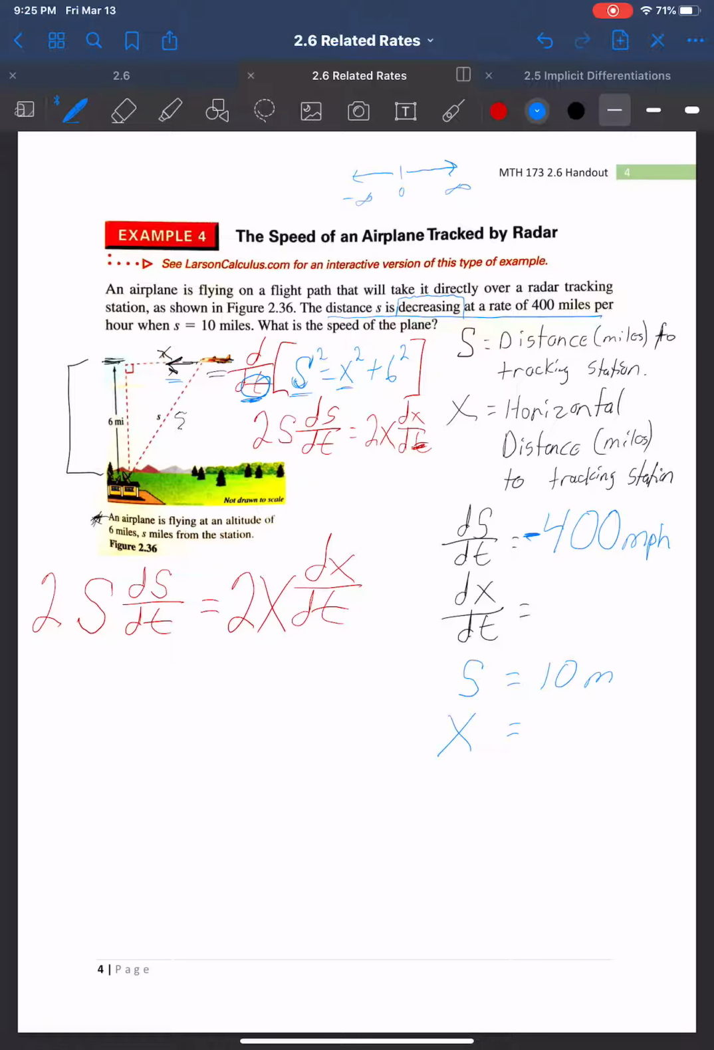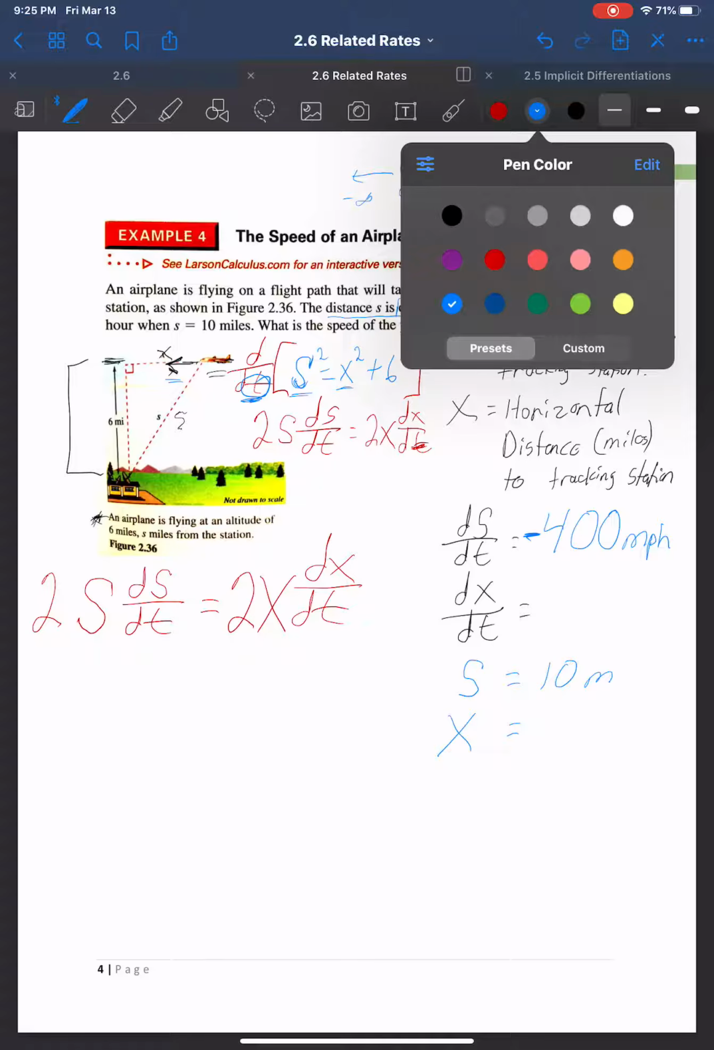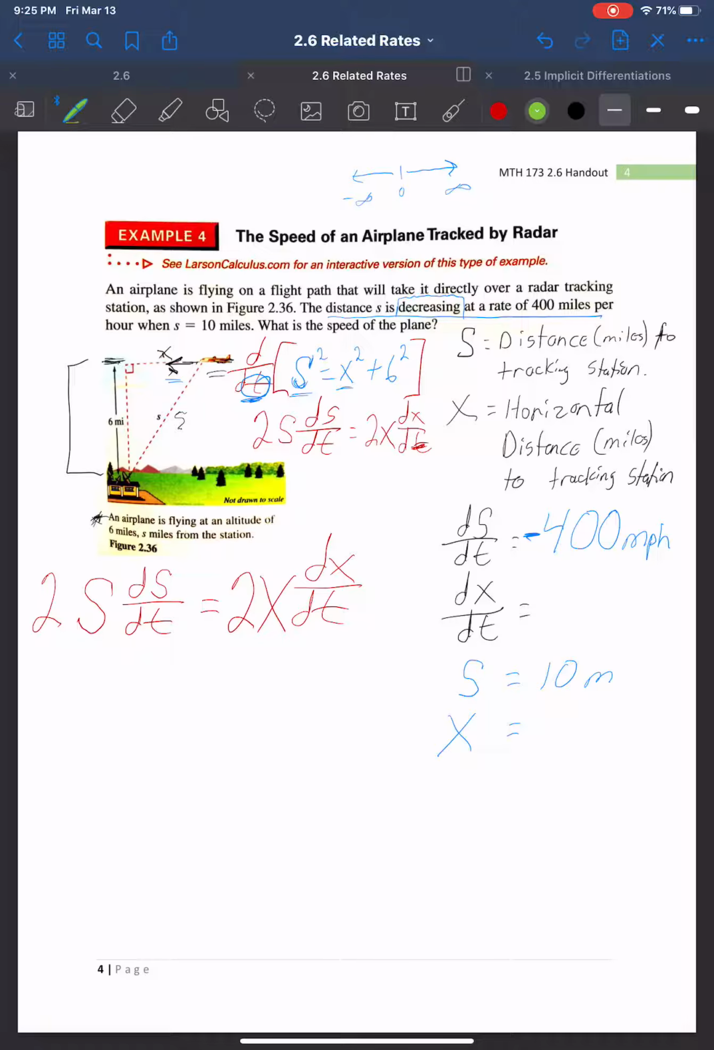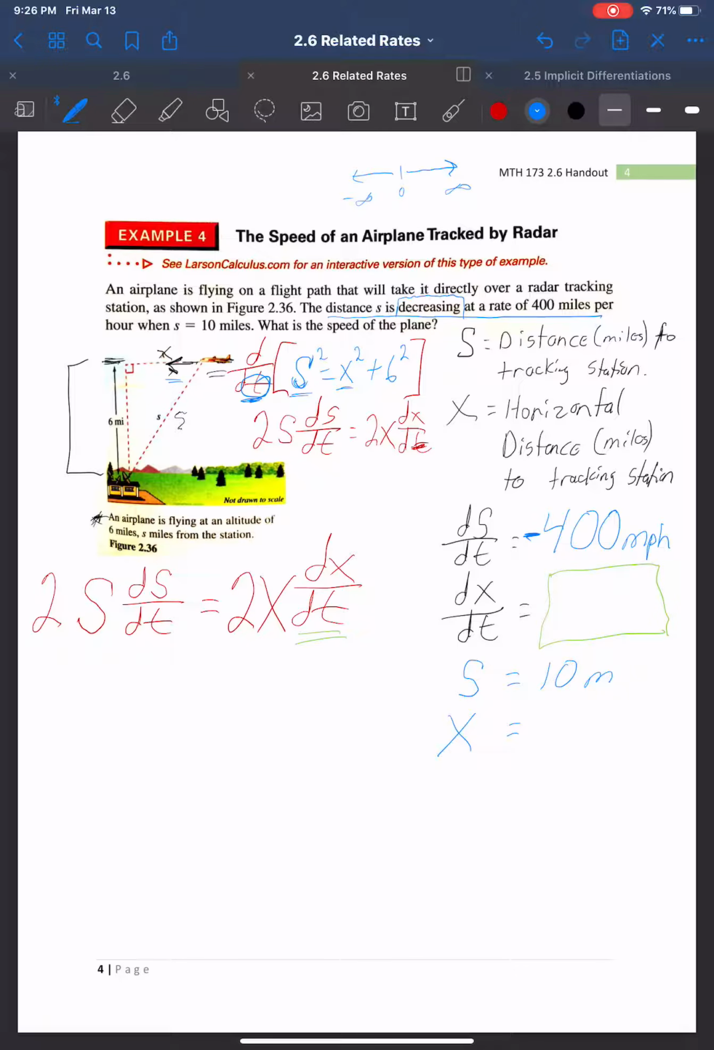So what do we need for this equation? Clearly, we are solving for dx/dt, right? We already know ds/dt. So clearly this is what we want to solve for. Now, that's great, but if you want to solve for dx/dt, then you're going to need what?